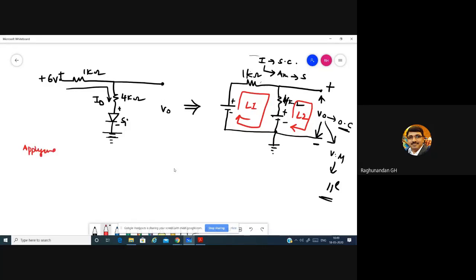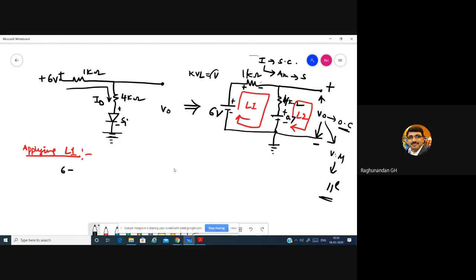So first we'll apply KVL to loop 1, starting from minus to plus. The voltage is 6 volts, and this one is 0.7 volt. Minus to plus, plus 6. Coming to the resistor, as I have told, consider the entering point as positive and the leaving point as negative. So the current entering point of a resistor you consider positive and the leaving point negative. Plus to minus gives you minus.